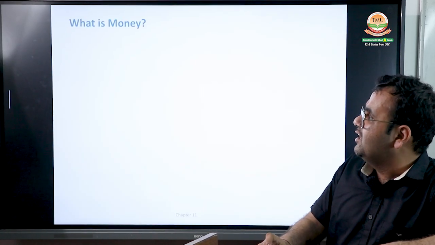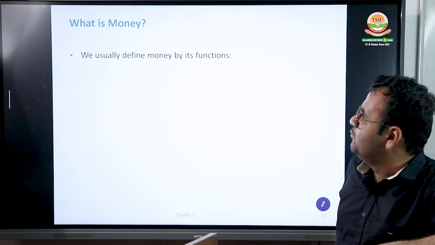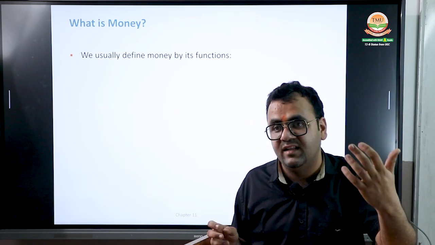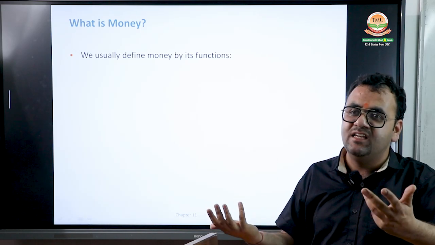What is money? Now we will discuss what money is. We usually define money by its function. There is no particular definition of money. We can only define money by its particular function. पैसा सब कुछ भी और कुछ भी नहीं है.